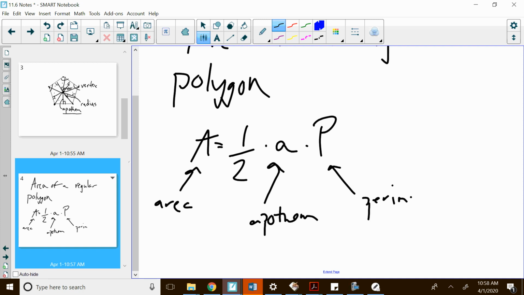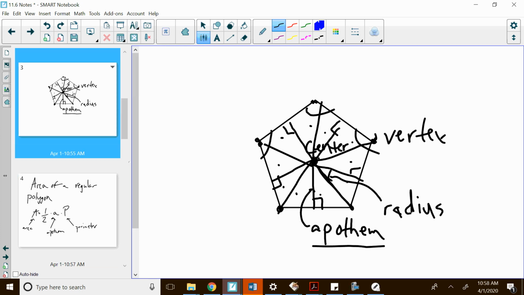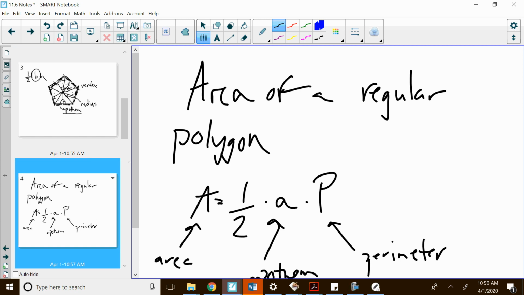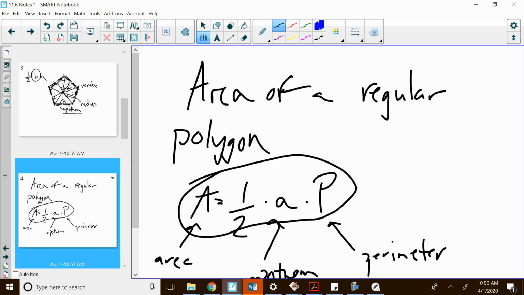Now, why would the perimeter of a figure be in the area formula for it? The reason why is because of the base. Every one of these right triangles, if we were to do 1/2 times base times height, would have a certain base, and all the bases added together give us the perimeter. That's why this formula, the area of a regular polygon, has the perimeter in it. Okay, so let's get right to work and let's use this thing.